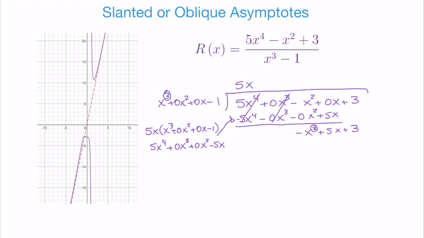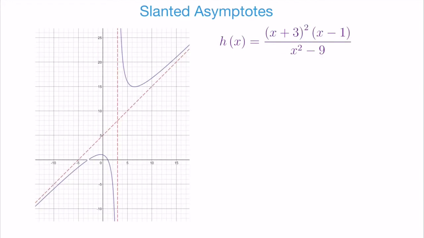And our slanted asymptote is right here. Y equals 5x, as you can see in the graph. And you see the graph approaching the slanted asymptote like that. In this example, we can see the function on the graph. We notice that we can factor the denominators, so let's do it.